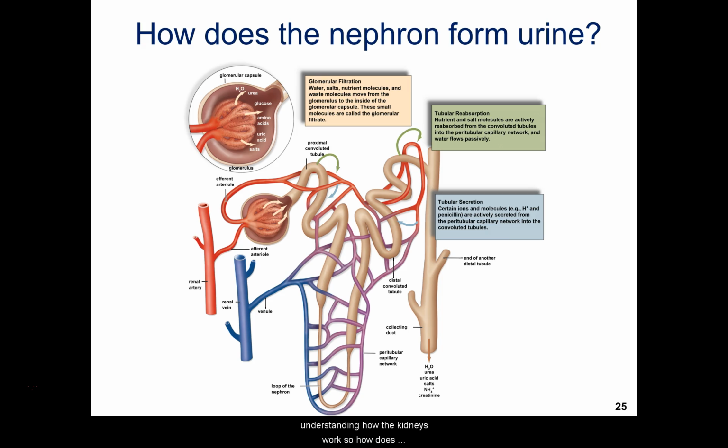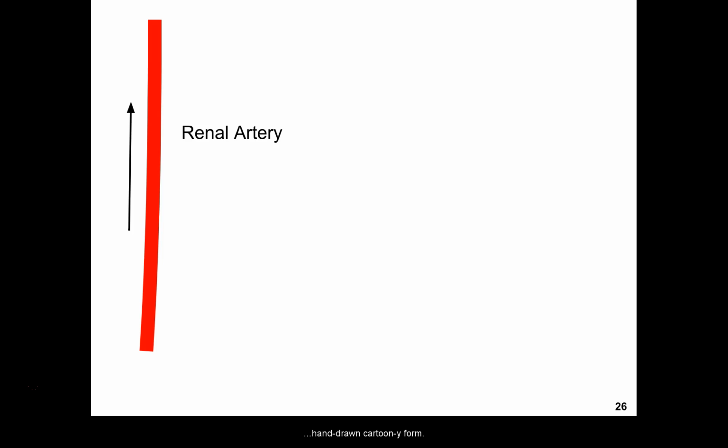So how does the nephron form urine? And here's a very nice picture of it. It has to do with a few of these processes like glomerular filtration, tubular reabsorption, and tubular secretion. And I'm going to, instead of using this nice diagram, talk about them in cheesy, hand-drawn, cartoony form. So here you have a very generic renal artery.